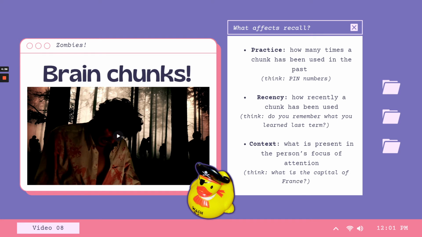Context also affects recall, and this is an interesting one. Have you ever seen a teacher outside of school and momentarily blanked on their name, or whether you know them at all? That's context at work. If we see something, but it's not in the context that we're used to it being associated with, it's harder for us to recall.